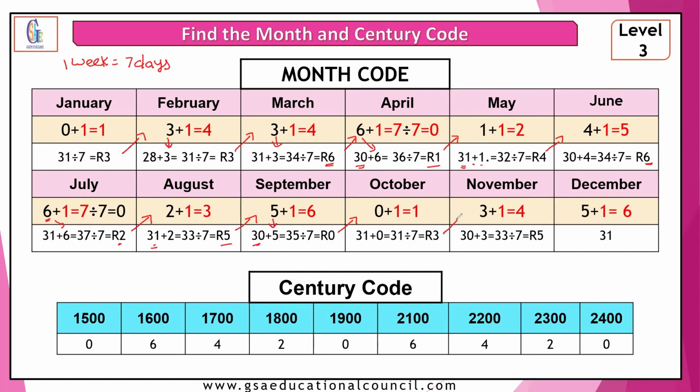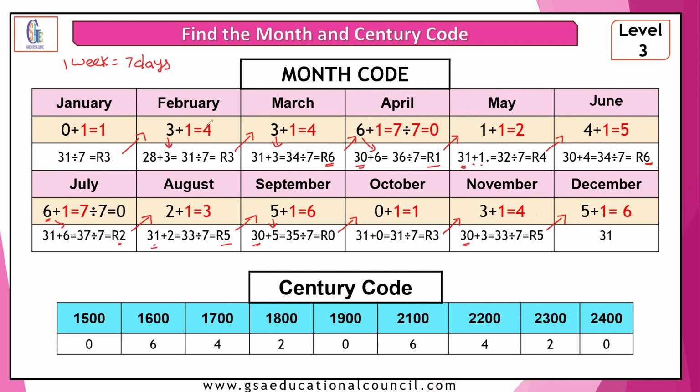Now write this remainder in the month of November. In November there are 30 days. 30 days plus 3 is 33, divided by 7. Now the remainder is 5. Write down this remainder on the month of December. December has 5. Now we add 1 to each month code.